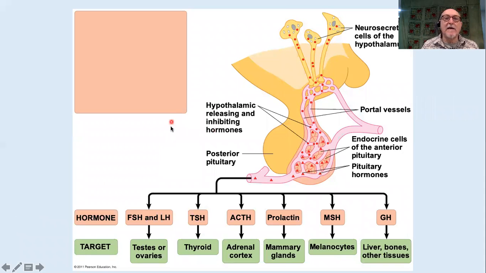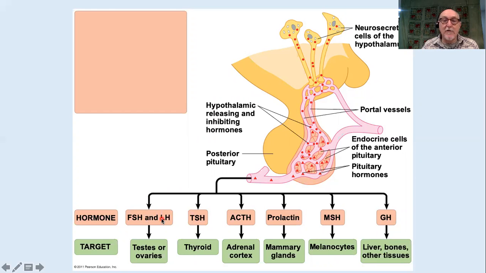Okay, so here they are. So this is the way it works. Remember that the posterior pituitary, we saw that it was just a highway for the release of hypothalamic hormones. Now, the hypothalamus, in response to whatever stimulation, will cause the release of releasing hormones. And these releasing hormones go to the bloodstream, a very short trip through the bloodstream to the cells of the anterior pituitary. And it's the cells of the anterior pituitary that then produce the final pituitary hormone.